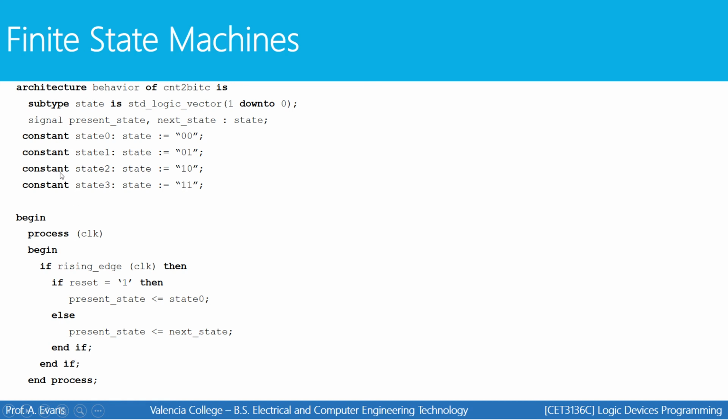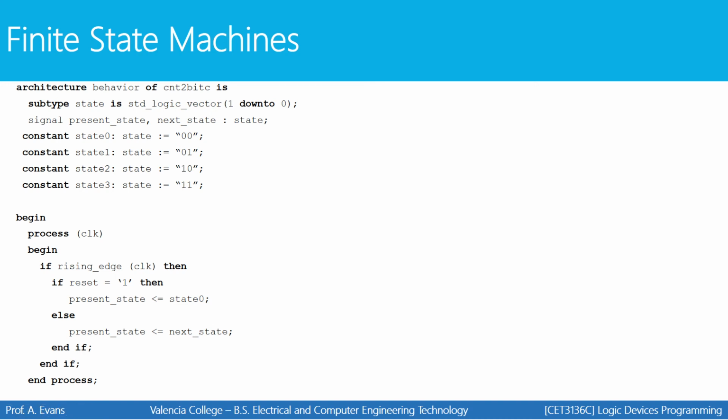Each one of these constants will represent a single output state of our counter. These names can be anything you want. Logistically, it makes sense to name each state based on the output that's going to be derived from that state. So we have state 0, state 1, state 2, and state 3, representing our 4 output states. Notice that the constant is of type state. Again, that goes back to the subtype that was created right here. Since this is a vector, we can assign a 2-bit value to each one of our constants.